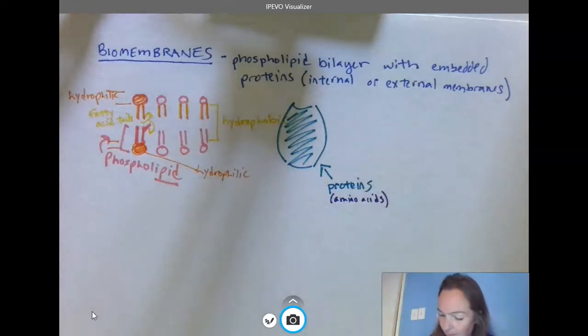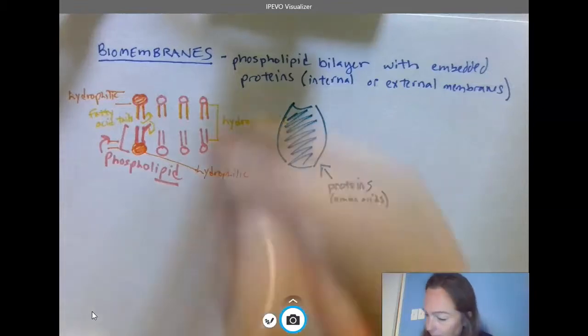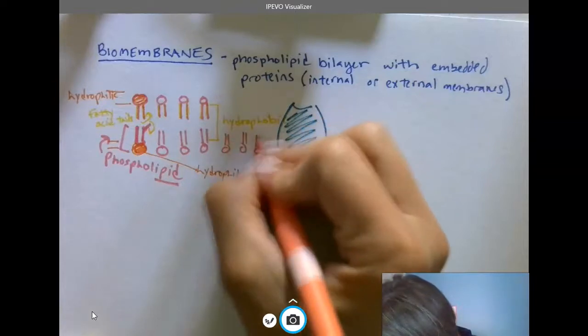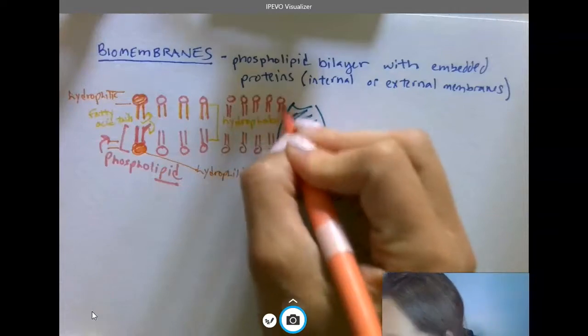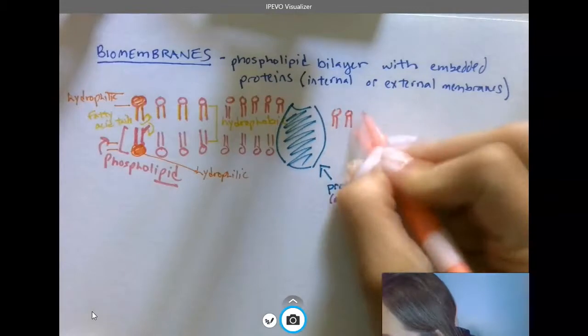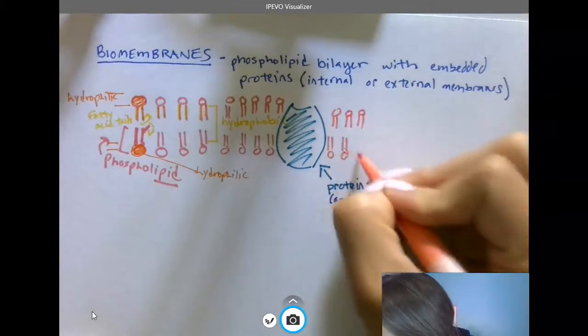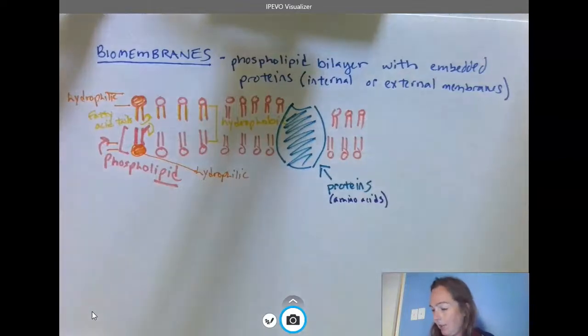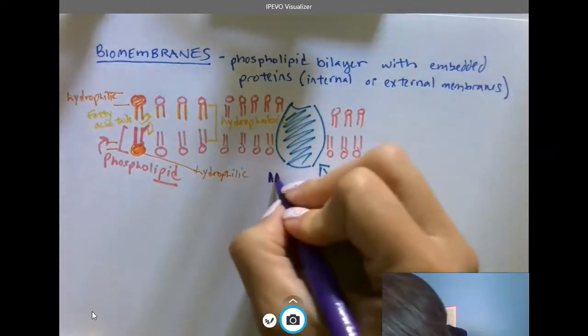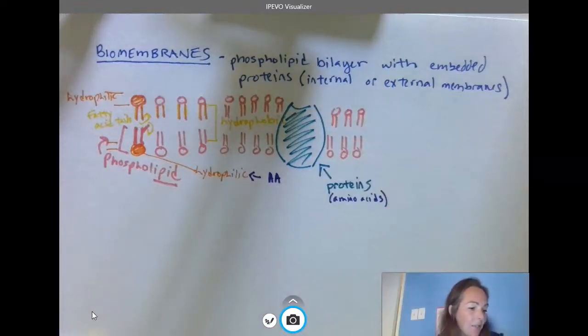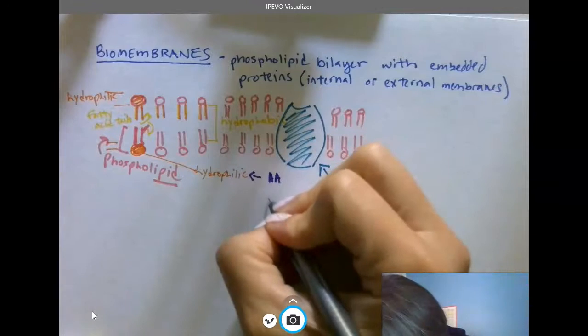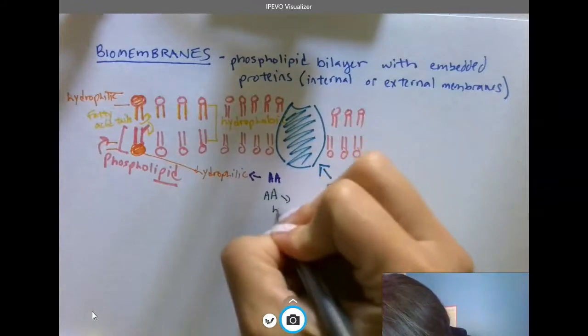Now remember, this protein is surrounded by phospholipids. So we'll draw more phospholipids. And the only way this protein can fit into the membrane is if it itself has hydrophobic and hydrophilic parts. So I'm going to make a quick key for you. The amino acids that I make purple are going to be hydrophilic, just like the phosphate heads of a phospholipid. The amino acids that I draw green are going to be hydrophobic.